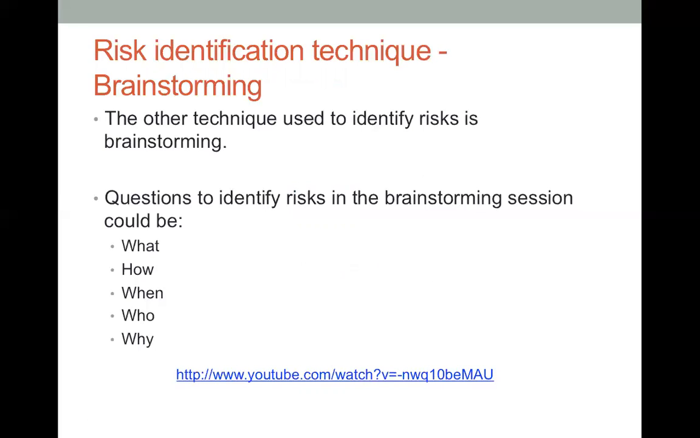Brainstorming is basically inviting people to come to a meeting or conference, if you like. These people are normally from different backgrounds. Why do we need them from different backgrounds? Because we appreciate their expertise, right? In that session, we get them to explain, based on their expertise, helping us identify risks. Okay, the key questions that we may ask in the brainstorming session could be what, how, when, who, and why.